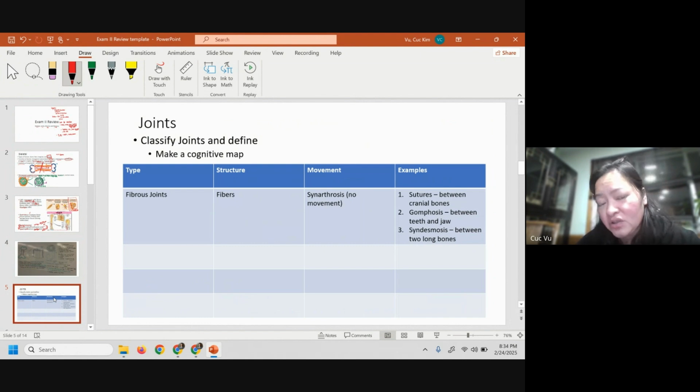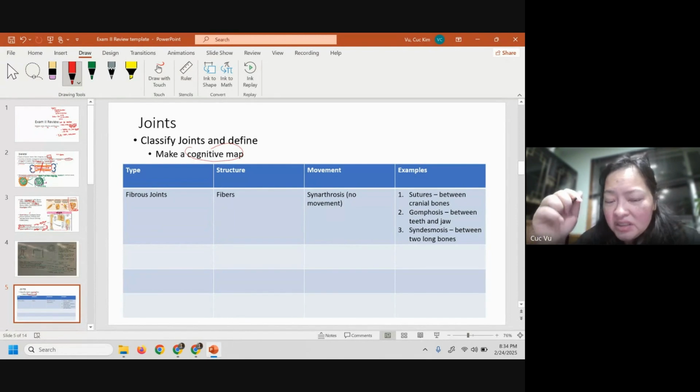Then joints, you shouldn't have to spend a lot of time. Joints is a lot of memorization more than anything else, to be honest. The problem with joints, though, is that the terms all sound very similar to each other. Synarthrosis, syndesmosis, synchondrosis, symphysis. So like all syns, right? So a lot of terms that sound very similar to each other. So if you create a cognitive map like this, you can kind of see where they are.